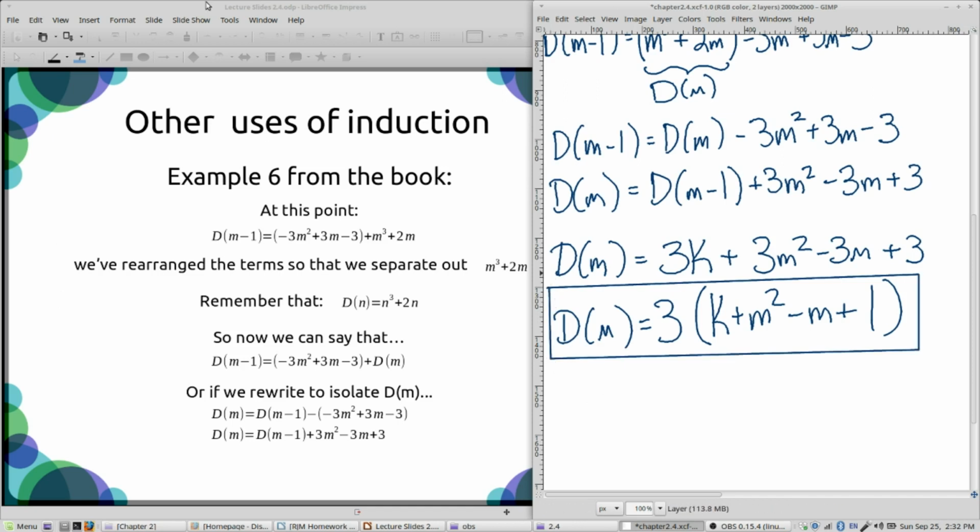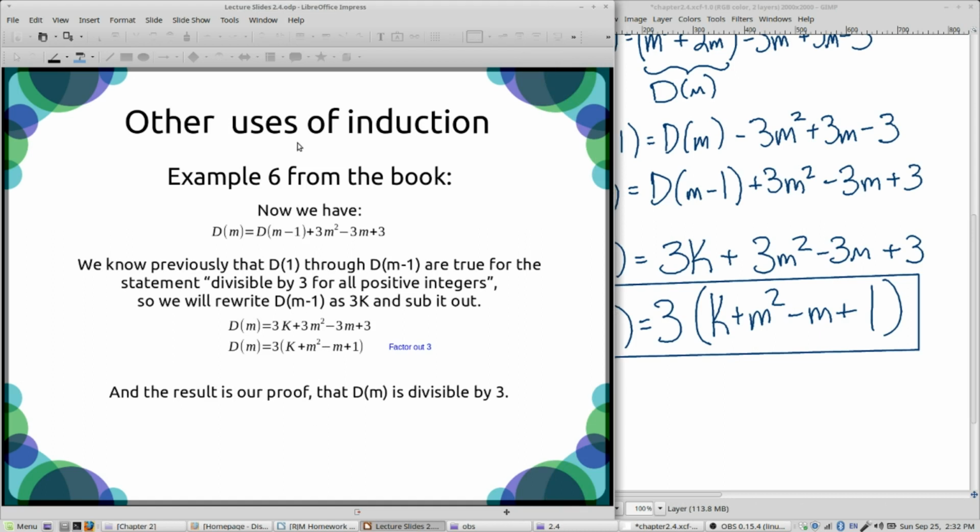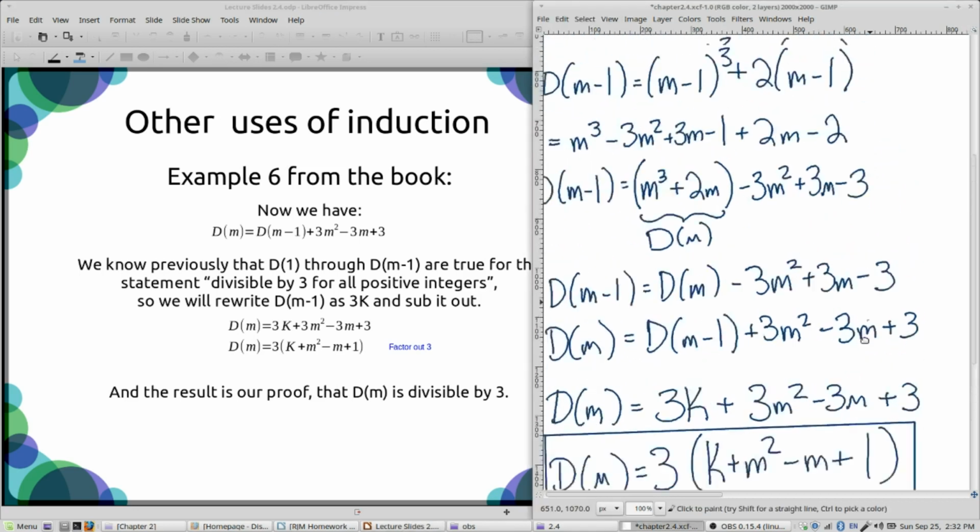So in these slides, we're isolating it out, and then finally we have the same form. We're replacing it with 3k and factoring out the 3. So by doing some creative algebra, we can end up solving this by induction. But you really have to take it step by step, figure out ahead of time what you're kind of going for.